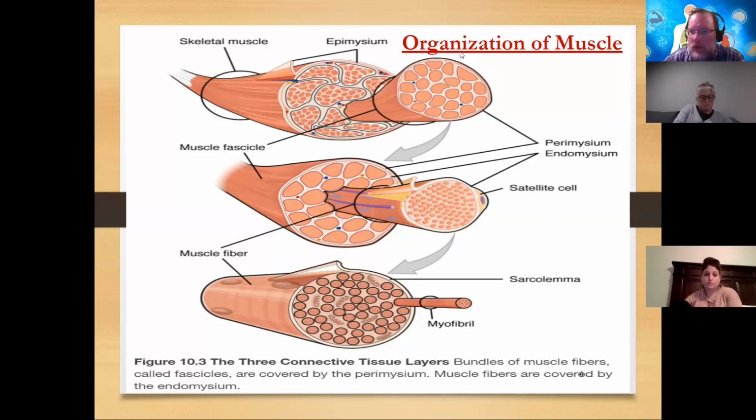Okay, so again, organization of muscle. We have the belly of the muscle surrounded with epimysium. Okay, and then the belly is made up of several different fascicles, and each fascicle is going to be surrounded with perimysium. Then we see each fascicle is made up of fibers, and each of these fibers is going to be surrounded with endomysium.